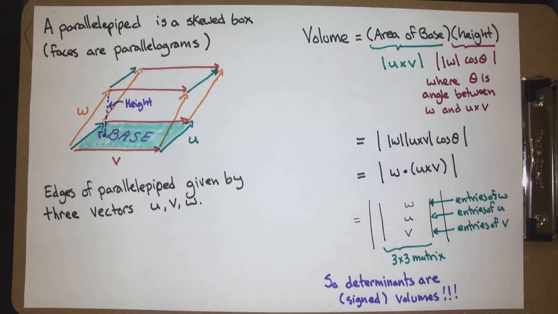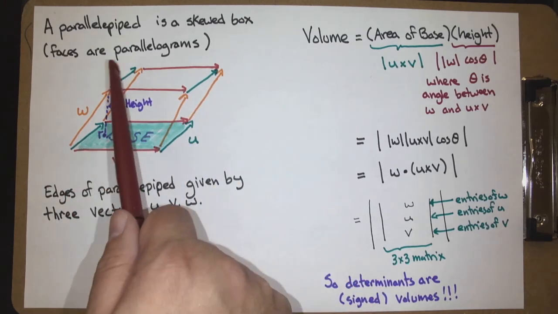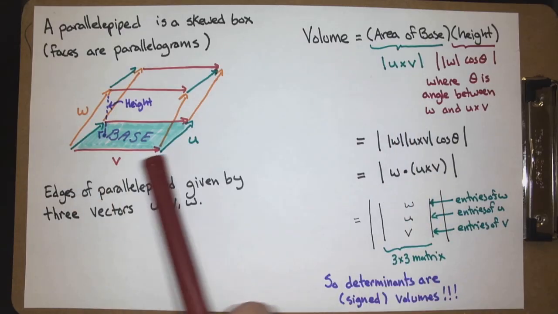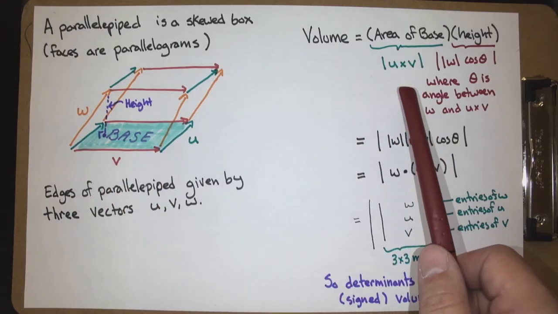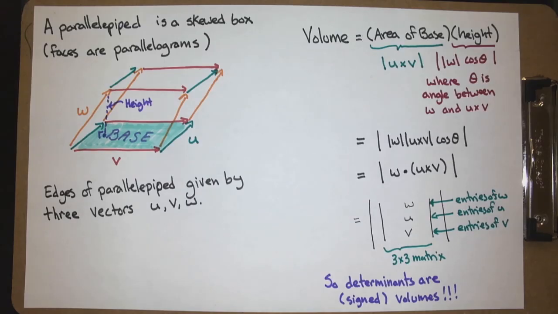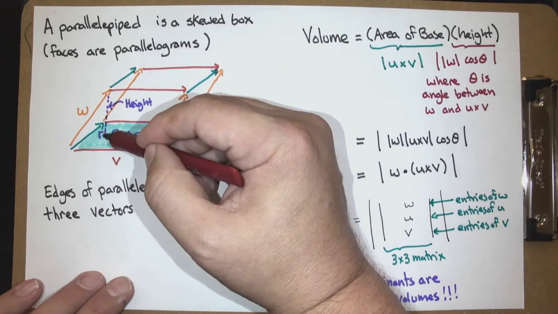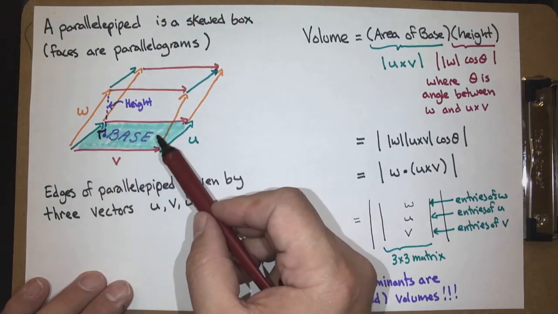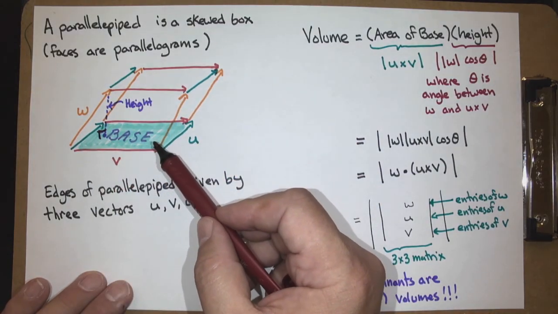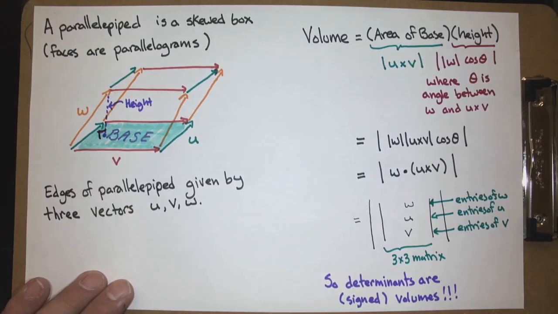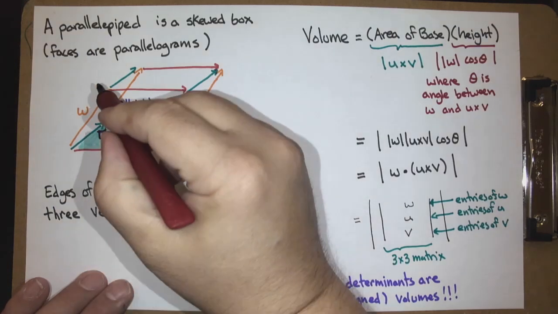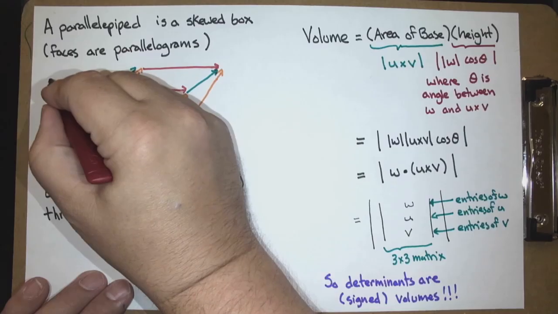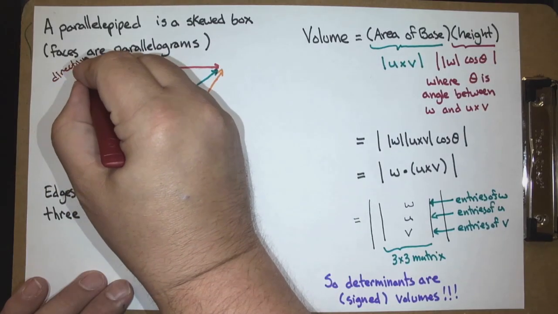How do you find volume? Base times height. Well, we know how to find the base because it's a parallelogram, so that's a cross product. How do you find the height? Well, here's the fun fact. I see a right angle, so I want something perpendicular to the base. What's something that's perpendicular to the base? Well, I need to be perpendicular to u, and I have to be perpendicular to v. Do we know anything perpendicular to u and v at the same time? The cross product. So this direction, this is in the direction of u cross v.